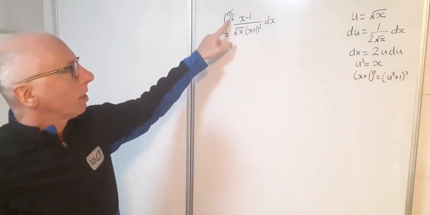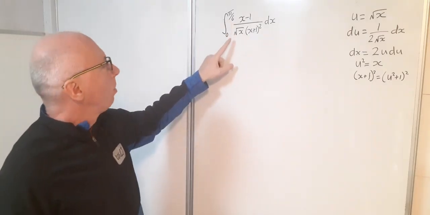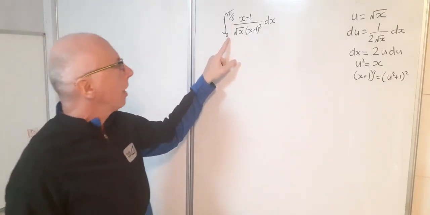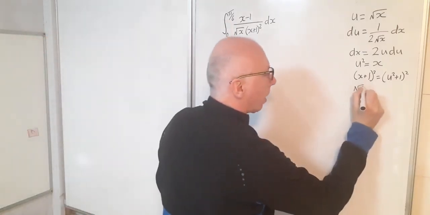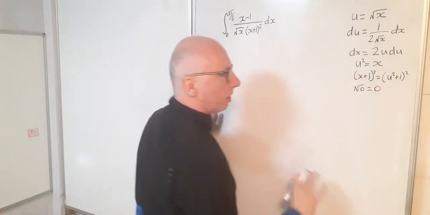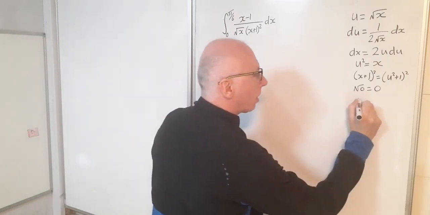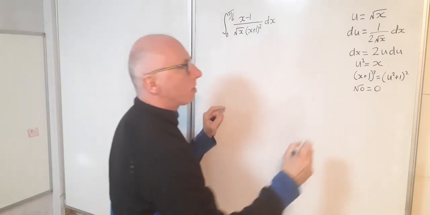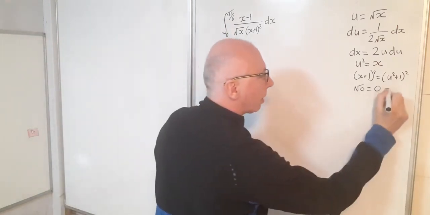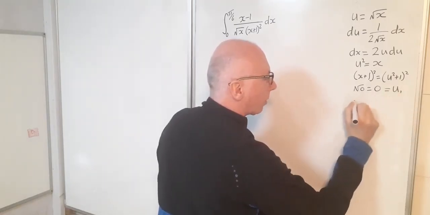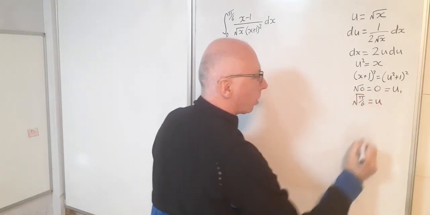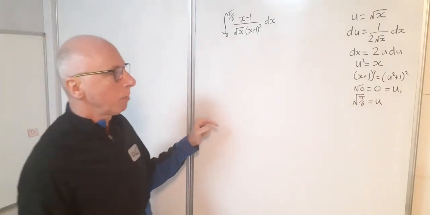Now I've got my parameters. Now what happens with those? Well, when x is 0, I need to find out what u is. So square root of 0 is just 0. That's straightforward. And then I've got pi over 6. So when x is pi over 6, u is square root of pi over 6. So that's going to be my upper bound.